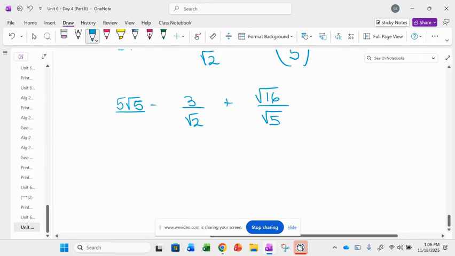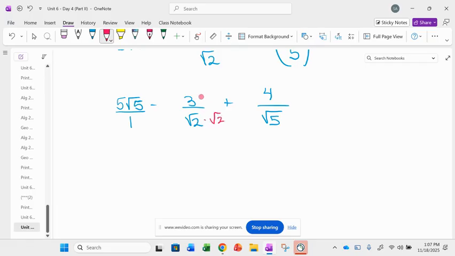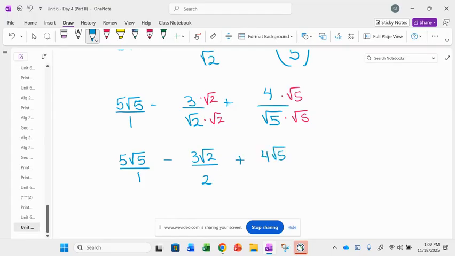Do we all agree in order to add or subtract, I need a common denominator? But before I decide the common denominator, what did I tell you to do? Rationalize. So are you guys also okay if I make this root 16 just 4? Okay, good. So I'm going to rationalize here. Square roots are so easy now to work with. You just multiply it by top and bottom by itself. So this becomes 5 root 5 over 1 minus 3 root 2 over 2 plus 4 root 5 over 5. Am I going too fast or are you keeping up?